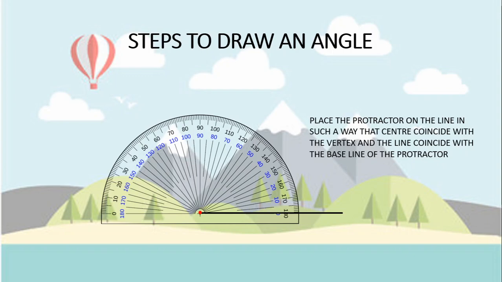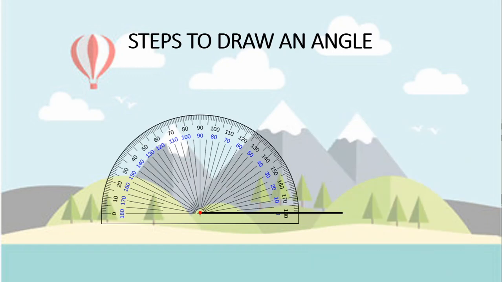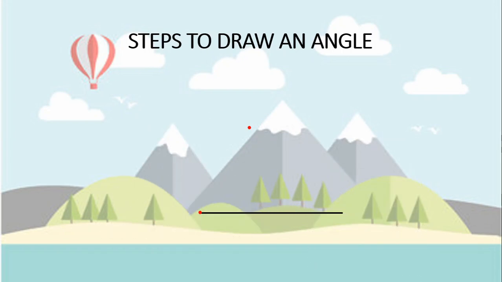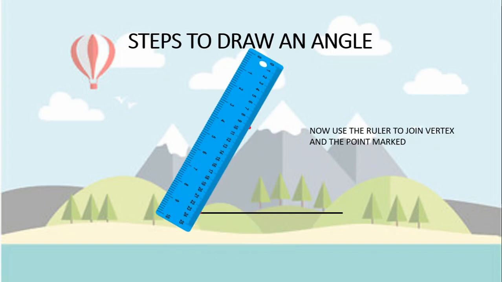As we are going to draw an angle of 60 degree, you have to mark 10, 20, 30, 40, 50 and 60. Mark a point at 60 degrees in this case. Now, remove the D and draw a line using a scale joining the vertex and the point marked.